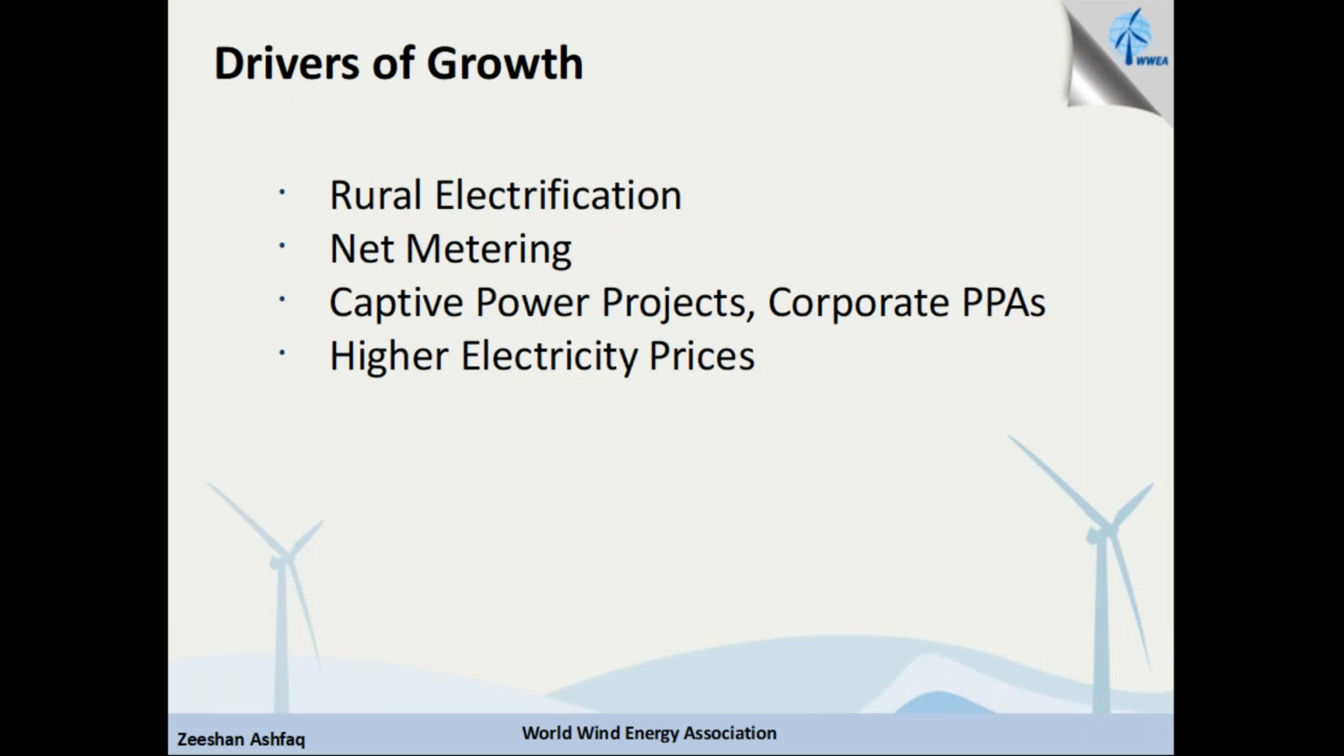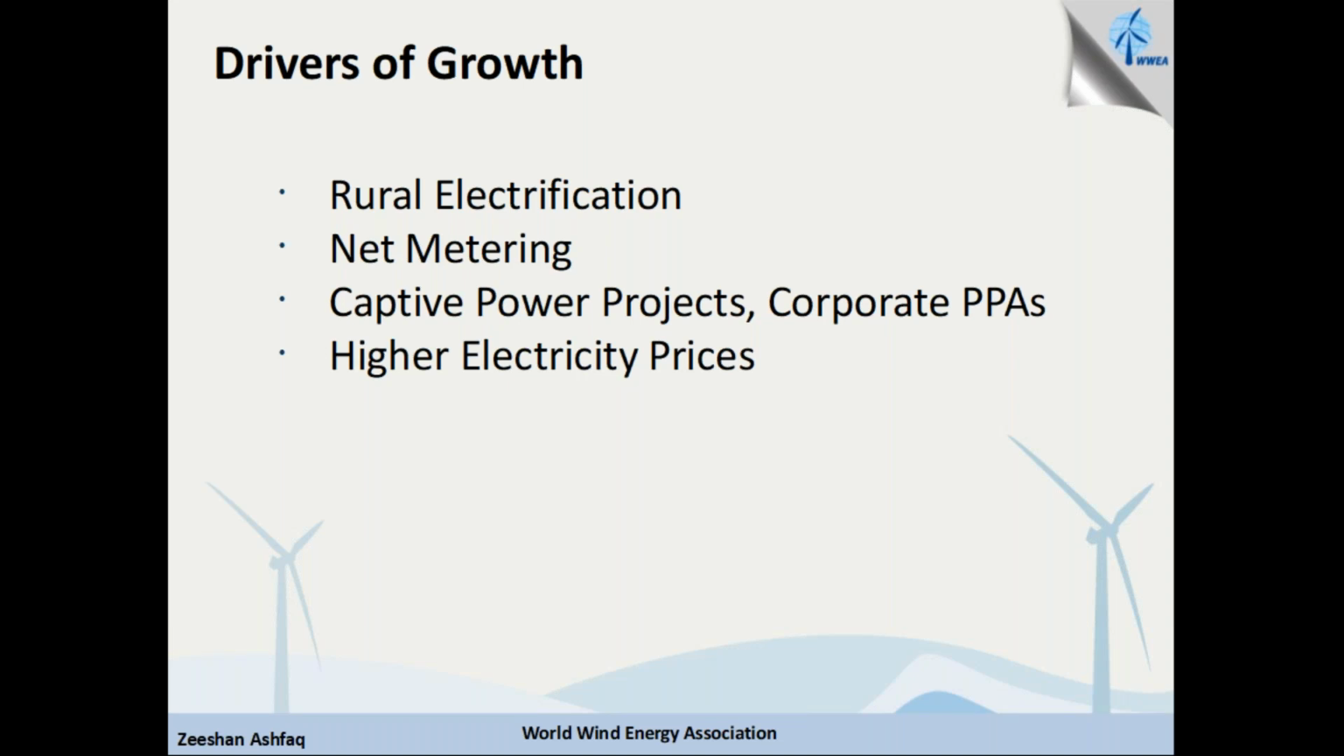So now let me discuss what are the drivers to the growth of small wind in Pakistan. Number one is rural electrification. At the moment, 27% of the population in Pakistan is unelectrified, and that translates into 32,000 villages. And out of those 32,000 villages, there are 5,000 villages where generating electricity using small wind is more feasible than generating power by using solar PV.